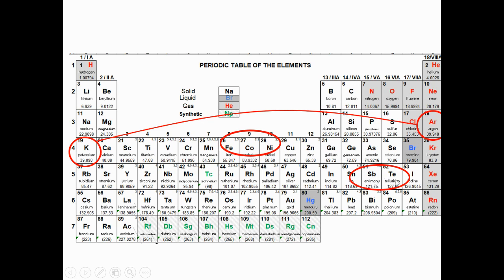Another example is antimony and tellurium. Tellurium's molar mass, iodine and tellurium.